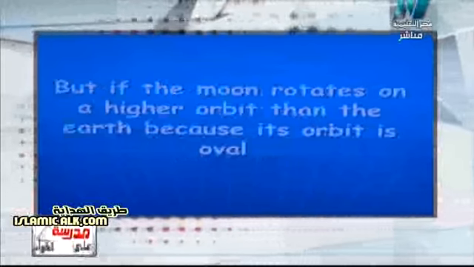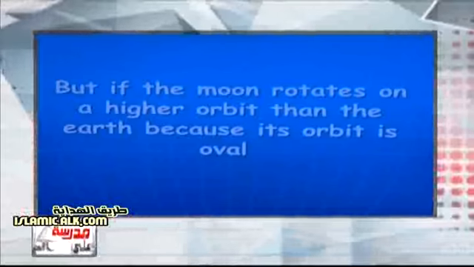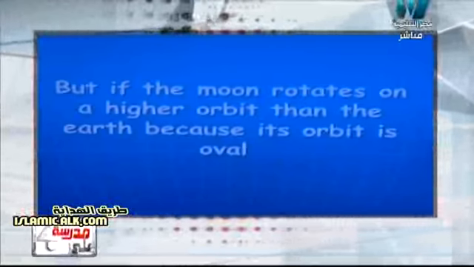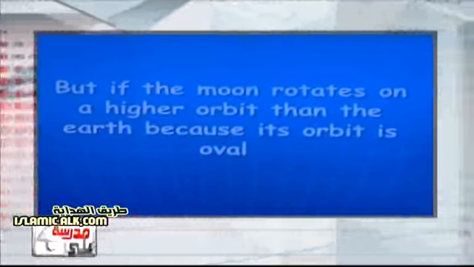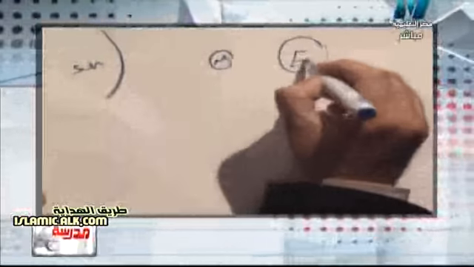So if the moon rotates on a higher orbit than the earth, because its orbit is oval, what will happen? What happens if the moon rises a bit, or moves farther from the earth and closer to the sun? Let me draw again the difference between the two cases. We drew a while ago the eclipses, total and partial. Here is the sun, here is the moon, and here is the earth. We know light travels in a straight line like that. So here, how many areas do I have?